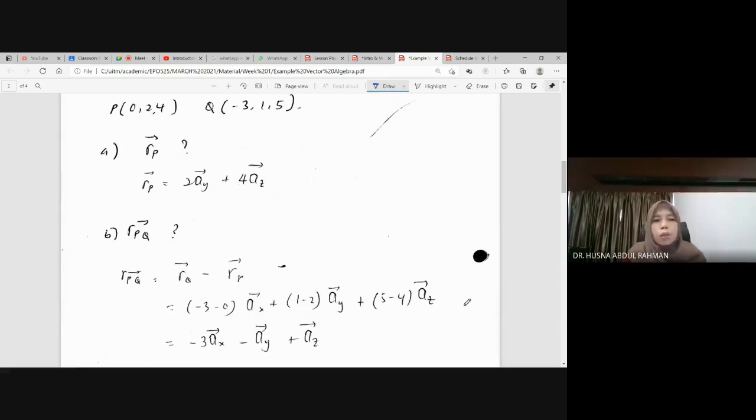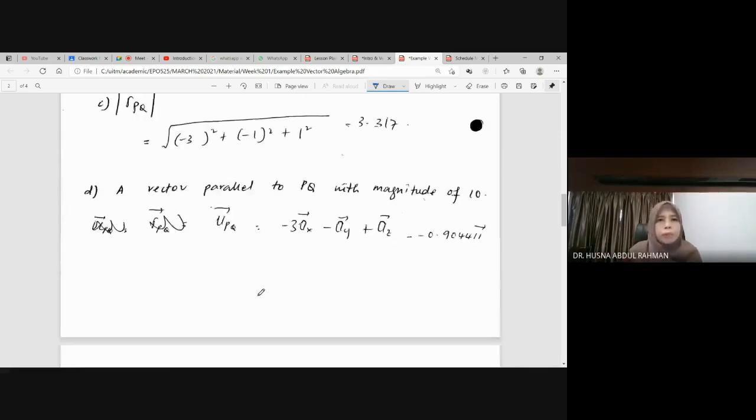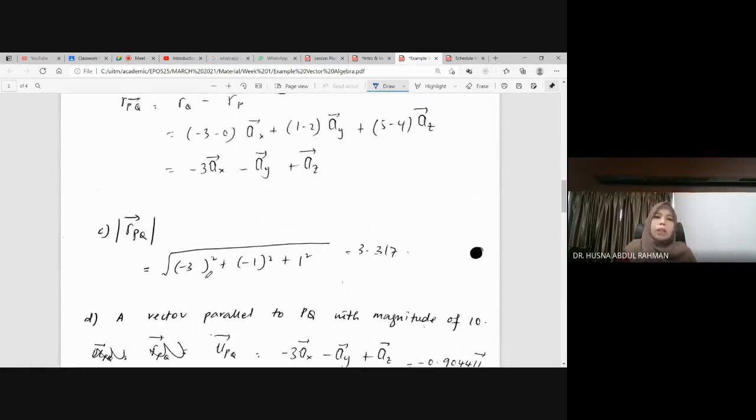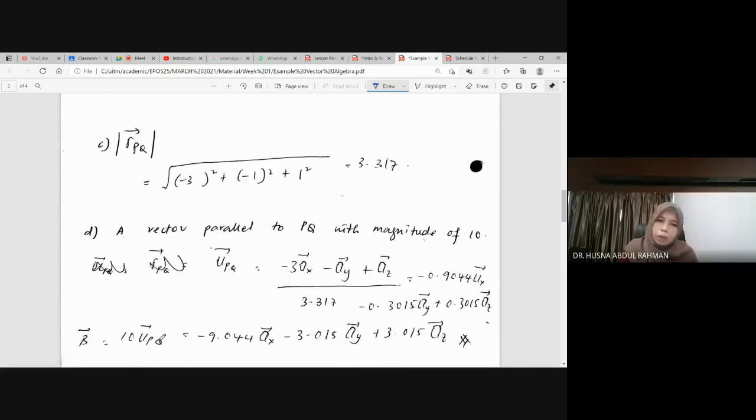Okay. If it's the other way around, kalau RQP, then terbalik lah. RP minus with RQ. Okay? So the coordinate of P you have to minus with coordinate of Q. And then this is to find the magnitude. Sama lah macam tadi. -3 square plus this one -1 square plus 1 square, square root. You will get the magnitude. This one you try and do on your own.